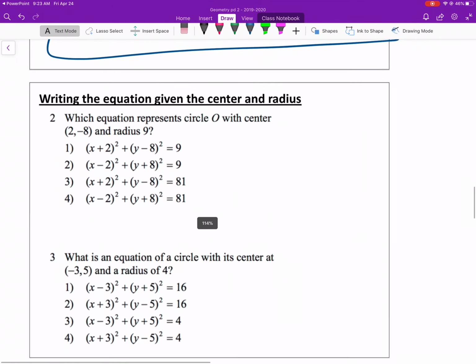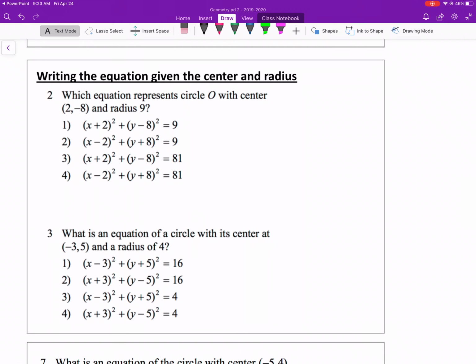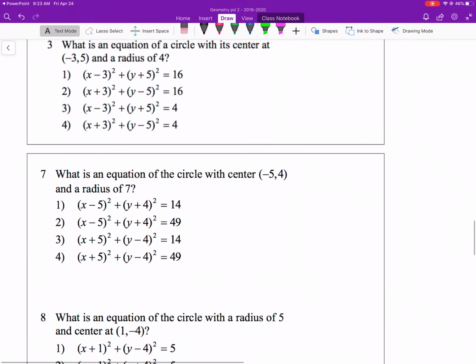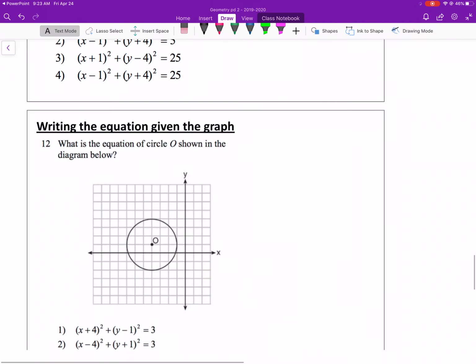Alright, so you have a bunch of questions just like that, writing the equation given the center and the radius. So try those 4 and you can check back later in the day.